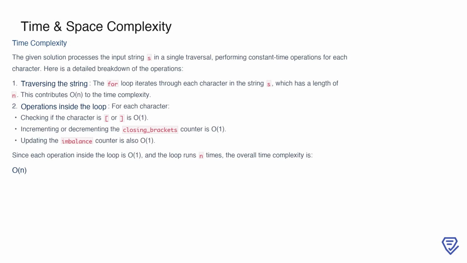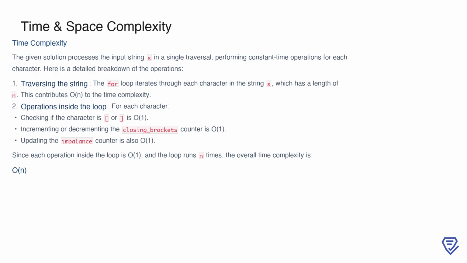The time complexity of our solution is determined by how we process the input string. The algorithm processes the string s in a single traversal, meaning we loop through each character exactly once. This traversal contributes n to the time complexity, where n is the length of the string. Inside this loop, we perform constant time operations for each character. For example, checking whether the character is an opening bracket or a closing bracket is an O(1) operation. Similarly, updating the closing_brackets counter or adjusting the imbalance counter also takes O(1) time.